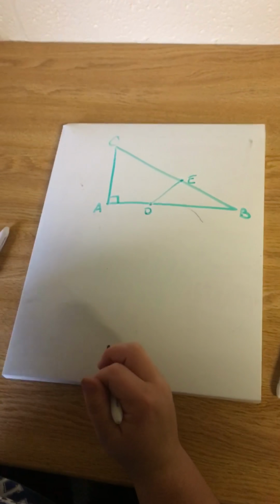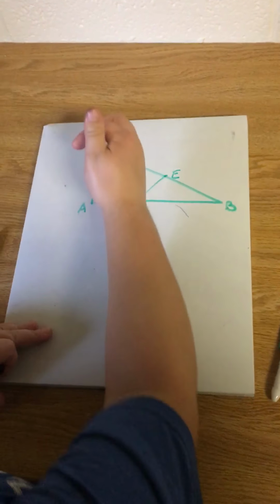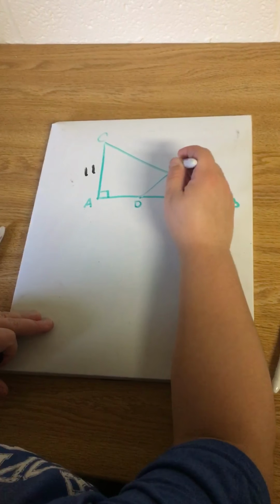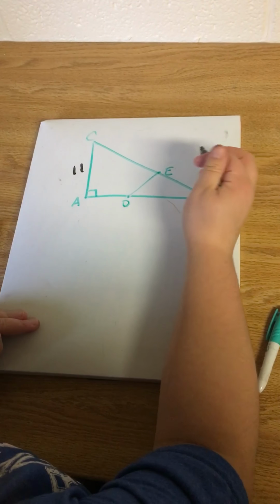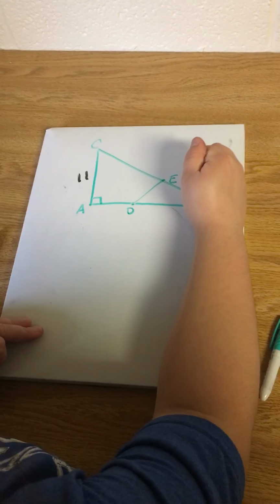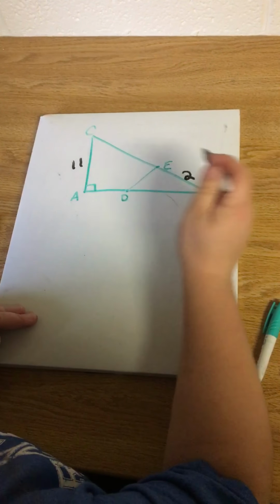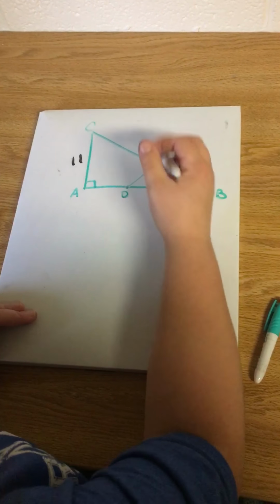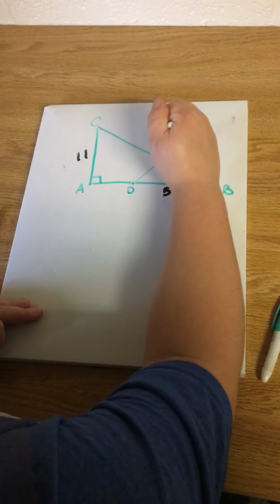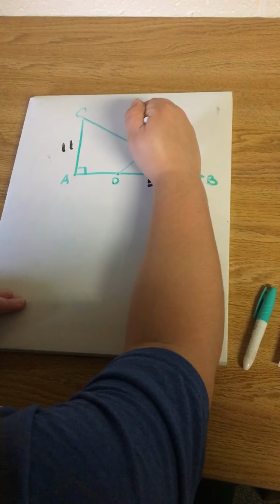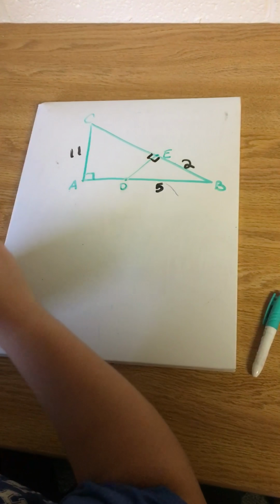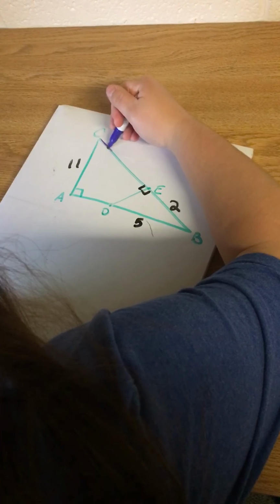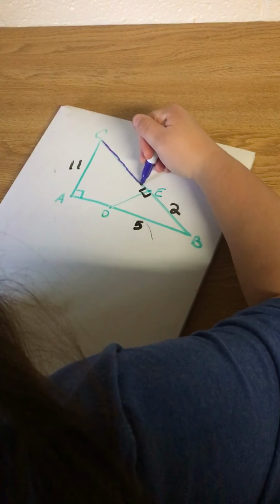And the next step is to fill in all your information. So we know that this length is 11. We know that EB is 2. And that DB is 5. And then we know that these are right angles. And what we're trying to find is CE, which is this length right here.